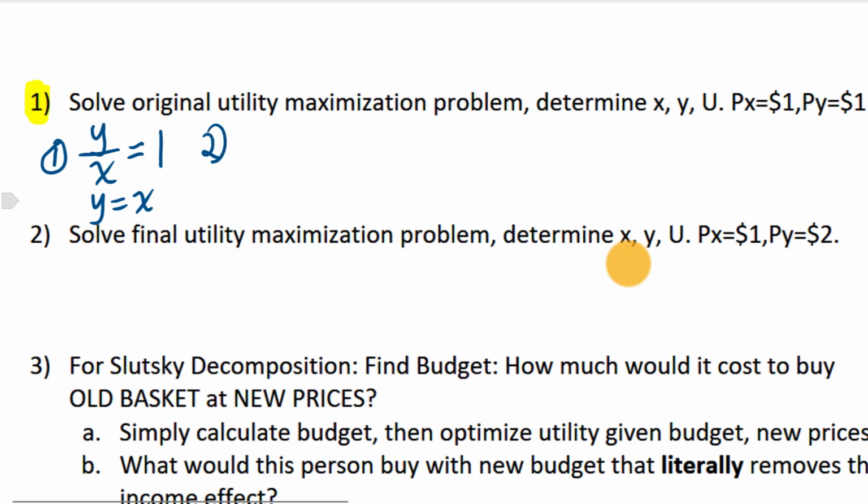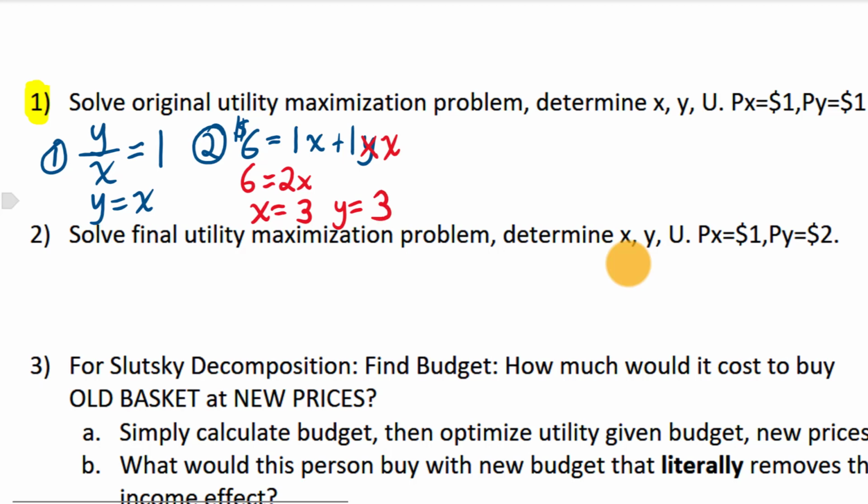Now, our second equation here is we assumed that we started with $6. And so $6 is the budget. And that has to be equal to the price of X, $1, times how many X you buy, plus the price of Y, times how many Y you buy. And since Y equals X, we can just substitute in for one or the other. We'll say Y equals X here. And so we have $6 equals 2X. X is going to equal 3 units, and Y is also going to be equal to 3 because Y equals X. And the amount of utility we're going to get here, we just plug back into that utility function, X times Y, and we get 3 times 3 is 9.